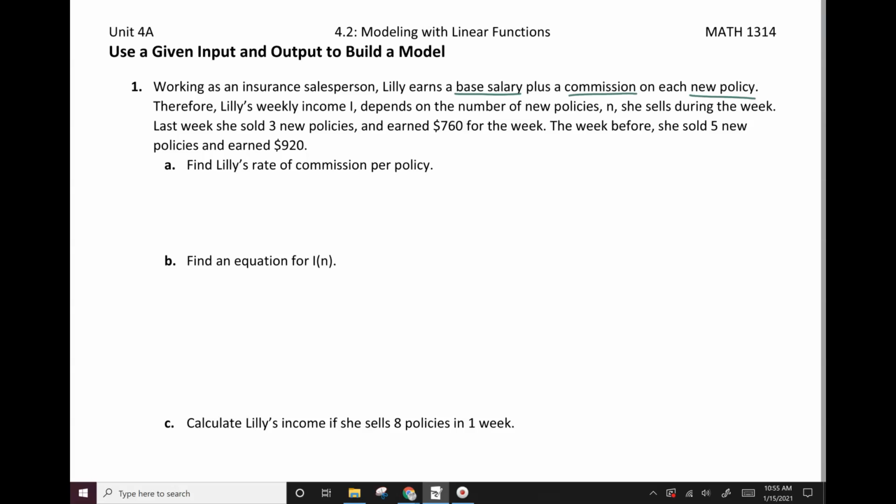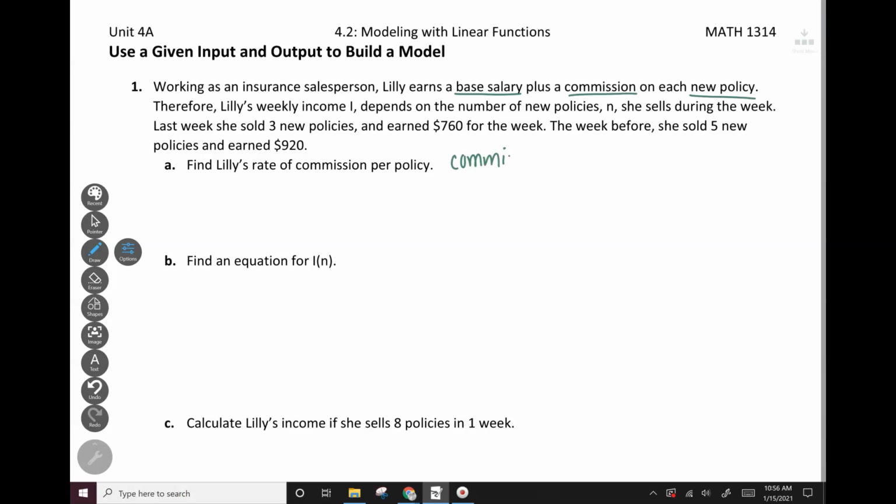A, find Lily's rate of commission per policy. So we're trying to figure out how much she is making on each policy that she sells in a week. The rate they're looking for is commission per policy, which per means divide. So if you think about slope, which we just talked about, slope is y over x, right? The change in y over the change in x.